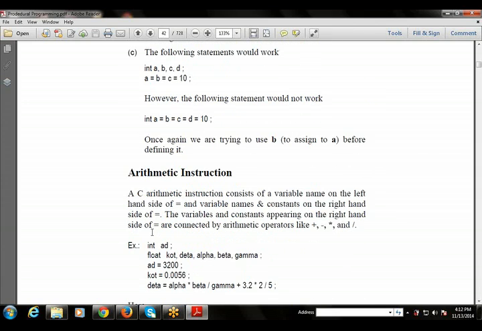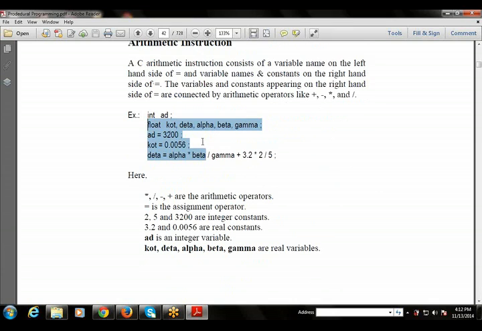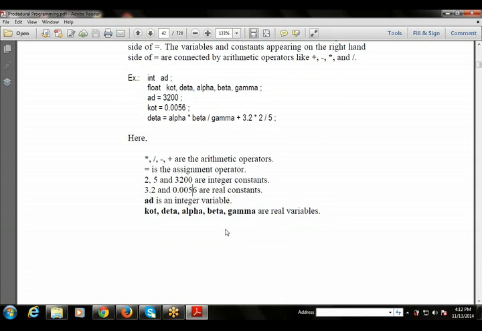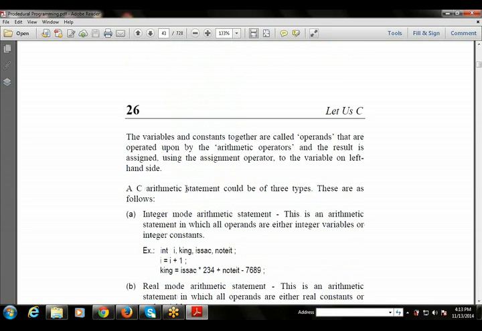Then we discussed arithmetic instructions, what they are and how they are used in the C language. Arithmetic instruction contains addition, subtraction, multiplication and division. This is an example. In this there are arithmetic operators, and this is the assignment operator. 2 and 5 are integers, 3.2 with the decimal point is a real constant, and AD is an integer variable, and the others are real variables.